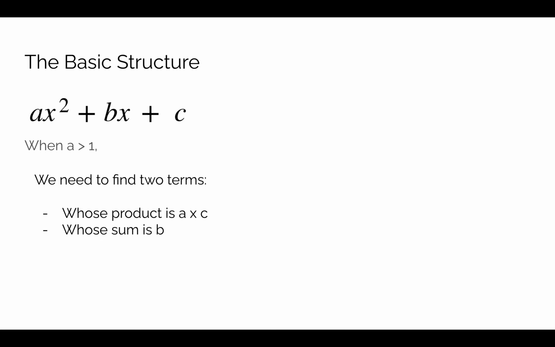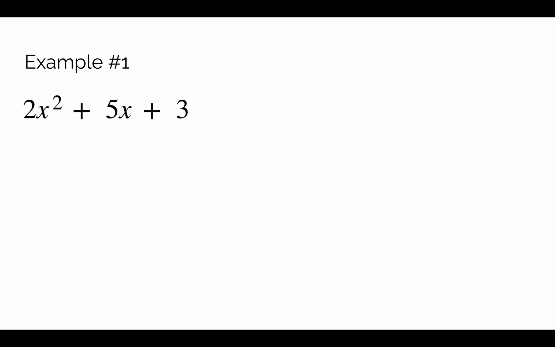So let's look at some examples on how to do hard trinomial factoring. Example 1. We have 2x squared plus 5x plus 3. As always, you want to be able to go back to the structure ax squared plus bx plus c. So in this case, if we compare, we can get a's value to equal 2, b to equal 5, and c to equal 3. This is important because we need to find two terms whose product is equal to a times c, which in this case is 2 times 3, which is 6.